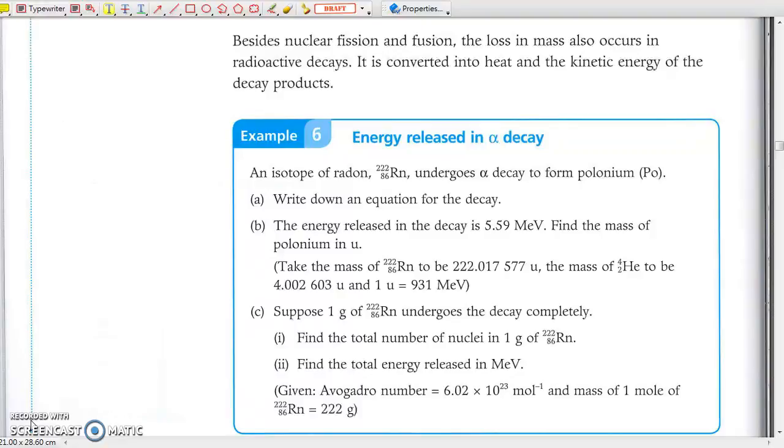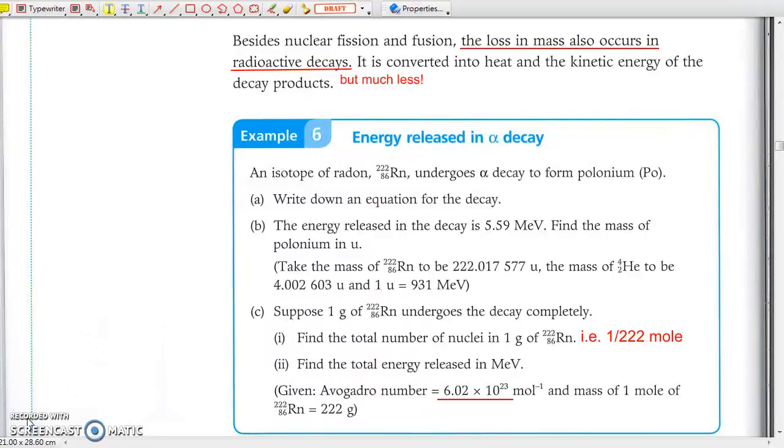Example 6. Energy released in alpha decay. In an alpha decay, and even in an exothermic chemical reaction, there is also loss in mass. In this example, the loss in mass of alpha decay is converted to kinetic energy of the alpha particle and the product nuclei, which appear in the form of heat.